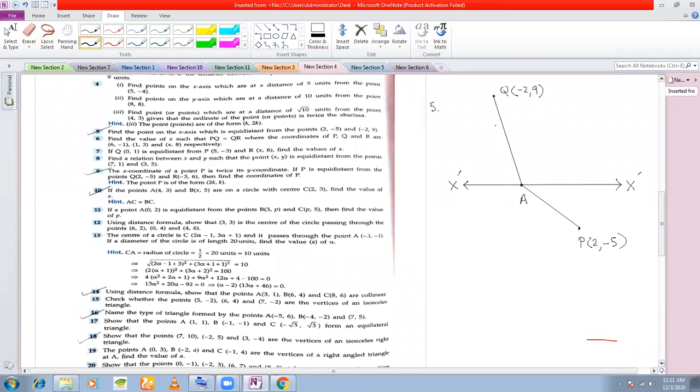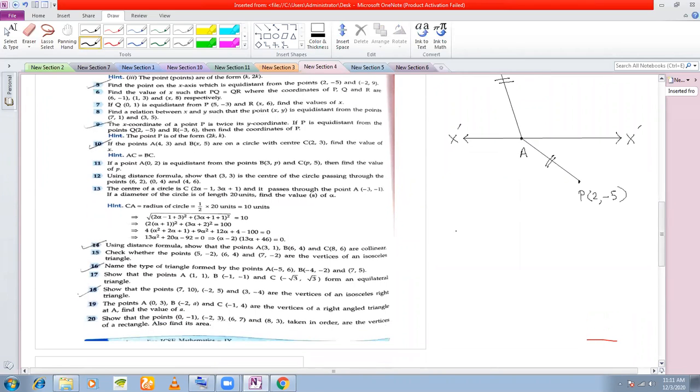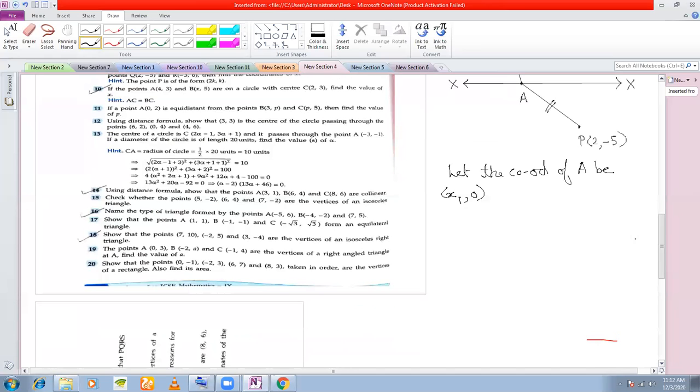Okay, so that means these two distances must be equal. That is what they mean. The coordinates of A must be such that AP must be equal to AQ. Now, since A is a point on the x-axis, I start by saying let the coordinates of A be x1 comma 0. You can take x comma 0 also, no problem. Okay, let the coordinates of A be x1 comma 0.